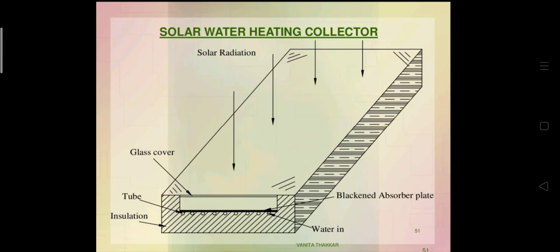So solar radiation is incident on the glass plate, the solar panel. The solar energy is converted into heat energy, and that heat energy is used to heat the water in the tubes. So this is a solar water heater. The water is heated, and the bottom plate is used to insulate it. So this is a simple diagram of the solar water heating collector.